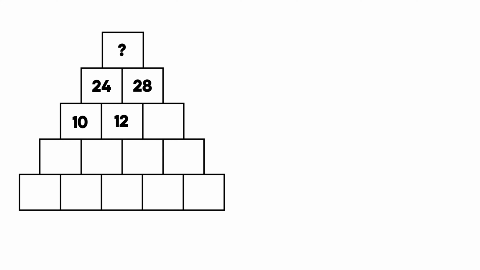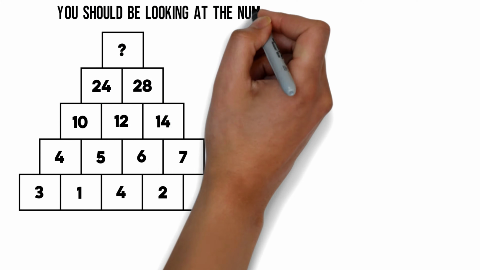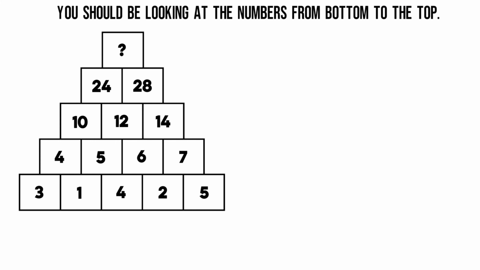I went in describing numbers from top to bottom, but in reality, you should be looking at the numbers from bottom to the top. If we start from the bottom row, for example with numbers 3 and 1, you see that the sum of 3 and 1 will add up to 4. But then it gets trickier.